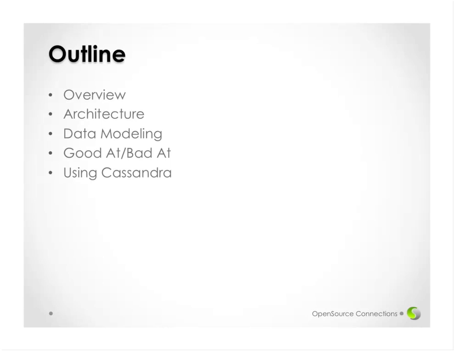So we are going to do a quick overview of Cassandra. We're going to dig into the architecture of Cassandra and sort of how it works at scale. We're going to talk about how data is modeled inside Cassandra. We're going to do a little bit of strengths and weaknesses, which are pretty important to understand as you get into CQL, and then we're going to have a little bit of a practical example using some CQL.